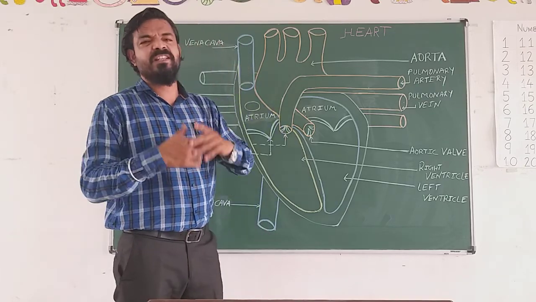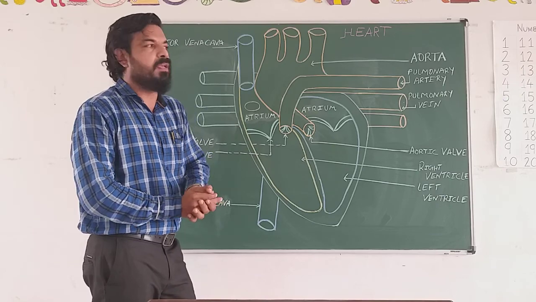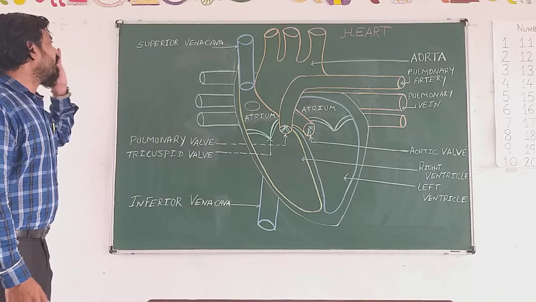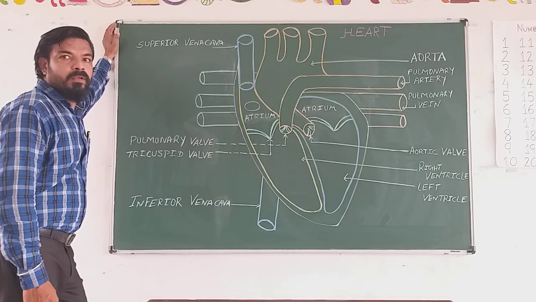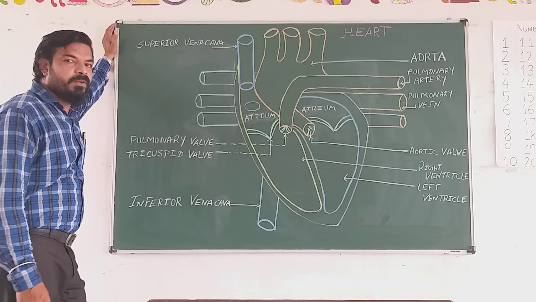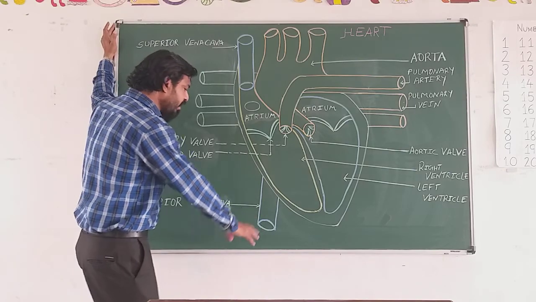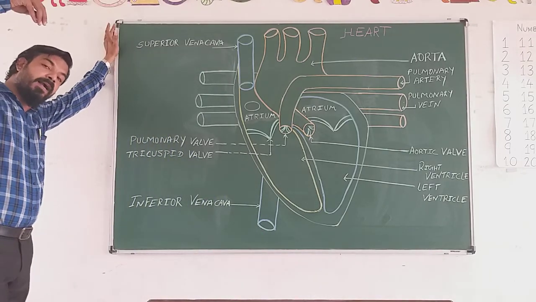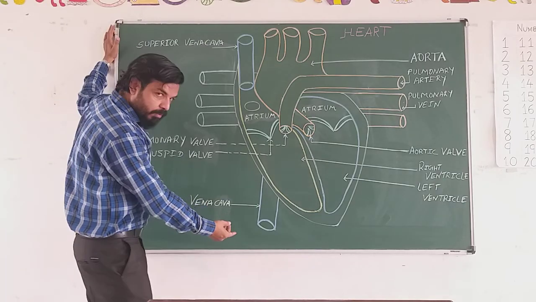Now we'll discuss the circulatory system of the human being. Today we just want to discuss the heart. Here you can see the superior vena cava, where it collects the deoxygenated blood, and the inferior vena cava. Why is it superior and inferior? Because superior is the top of the heart, inferior is the bottom of the heart.